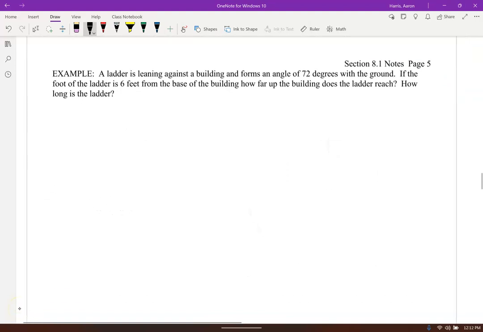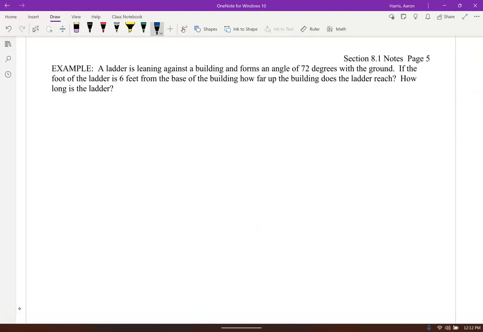All right, here I've got a ladder leaning against a building. Let's go ahead and draw this. Got this building. Here's the ground. Got this ladder leaning against it. Here's my ladder. It's leaning against the side of a building, and it forms an angle of 72 degrees. So here's 72 degrees. It forms an angle of 72 degrees with the ground.